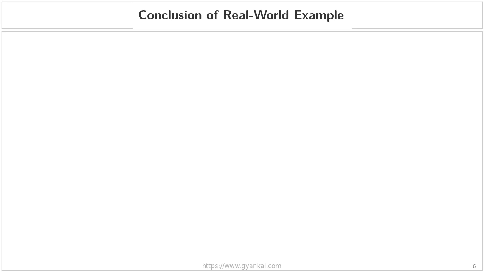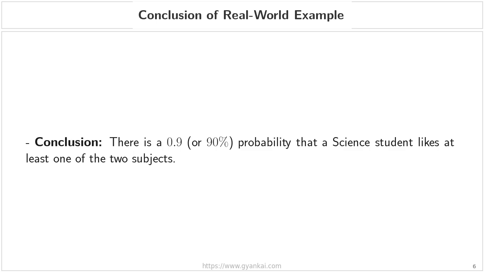Conclusion of real-world example. So, let's wrap up our example. Based on the calculations we just performed, we can reach a clear conclusion. There is a 0.9 or a 90% probability that a randomly selected student from the science stream likes at least one of the two subjects, either physics, chemistry, or both. This result confirms that the vast majority of our science students find interest in at least one of these core sciences. Now, before we move on to our final summary, let's quickly recap the key takeaways from today's lesson.